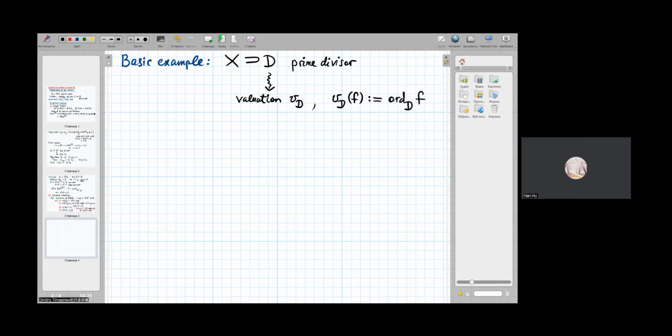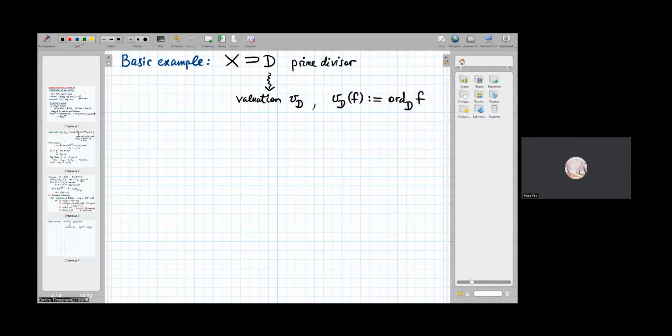So if f has a zero along D, then it will be the order of the zero. And if f has a pole at D, then it will be the order of the pole of f at D, with the minus sign. So the vanishing order of a function along a prime divisor gives you an evaluation of the function field.